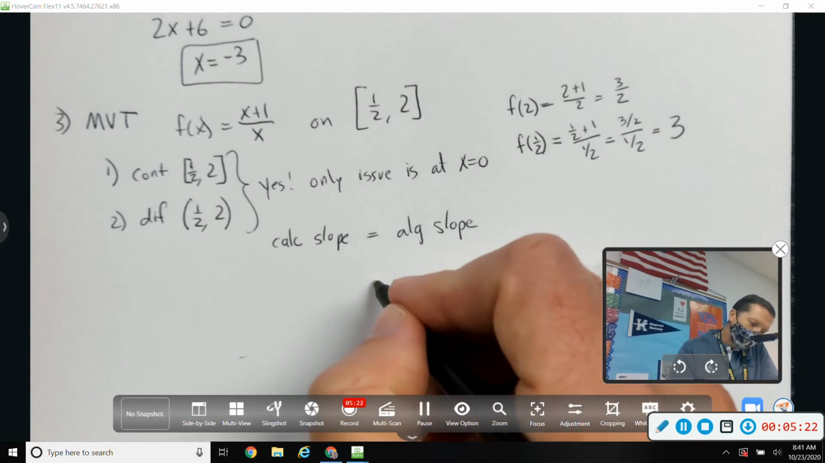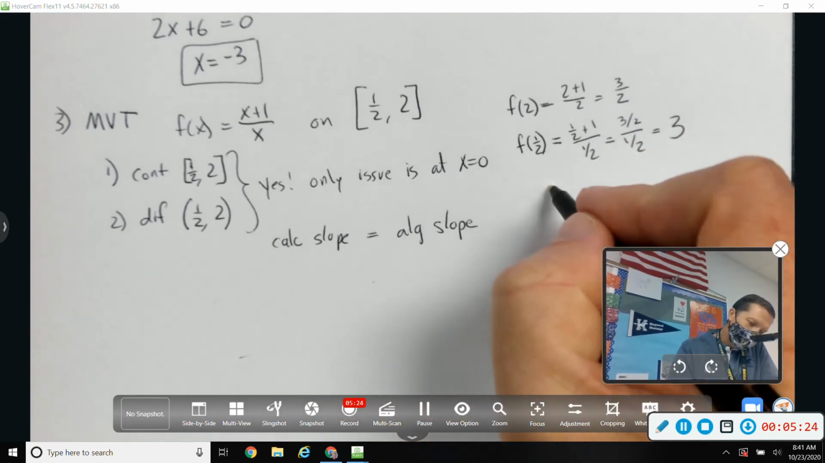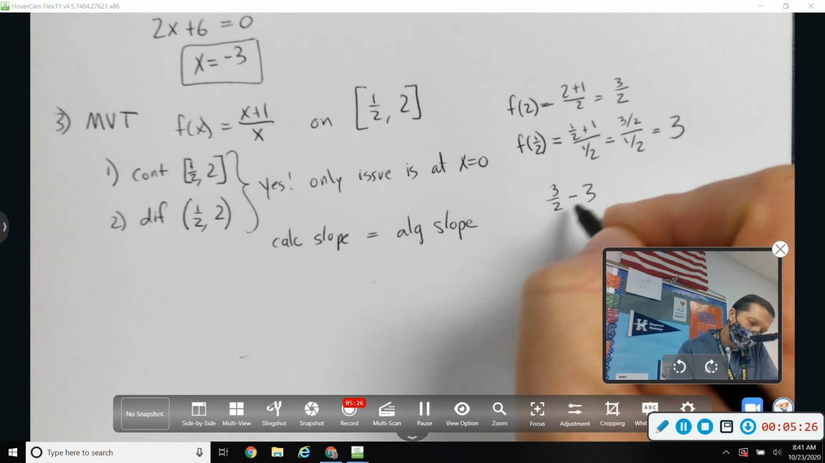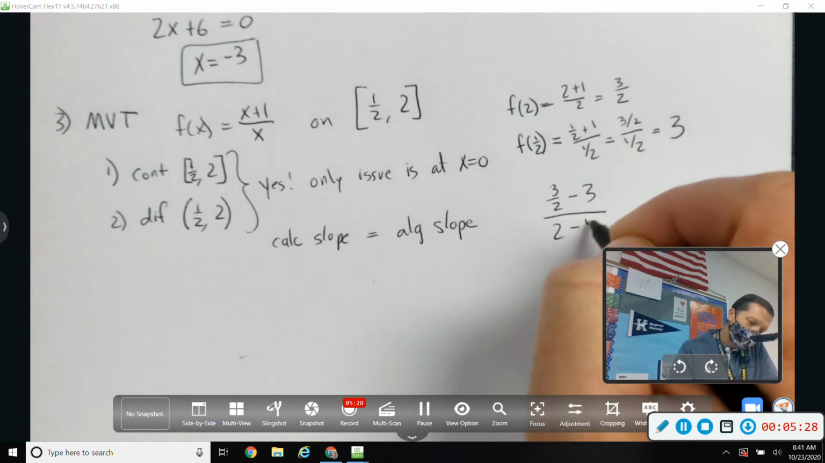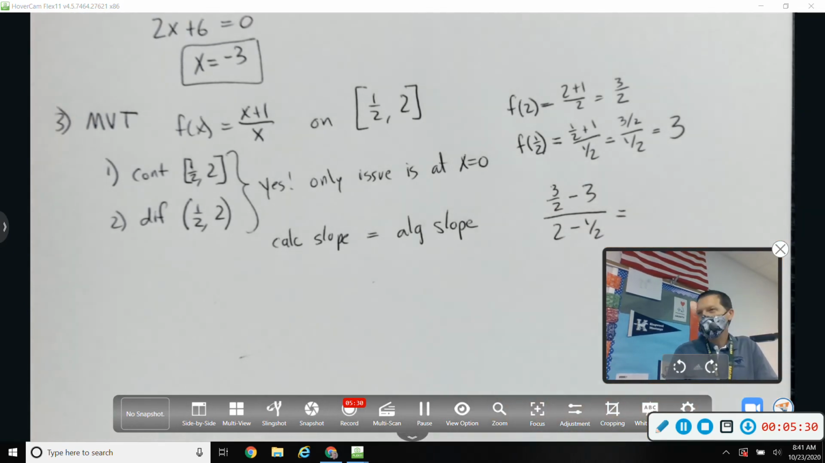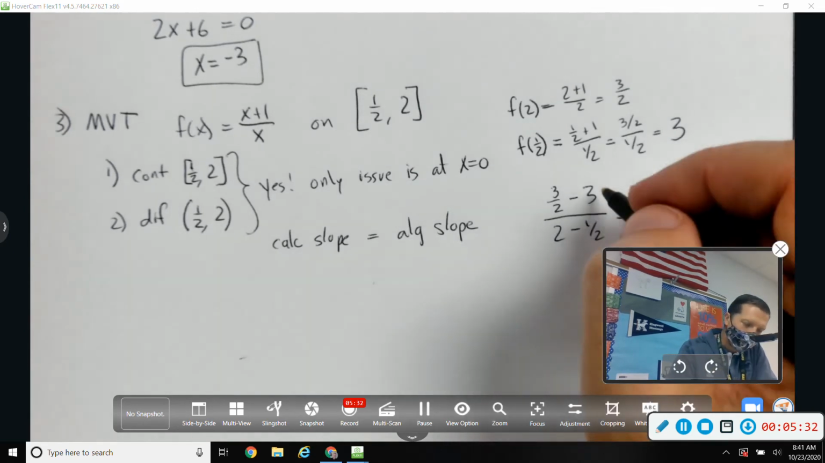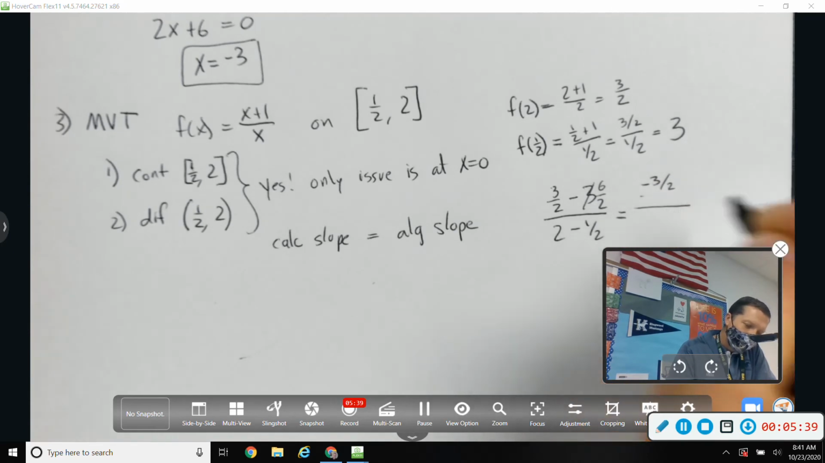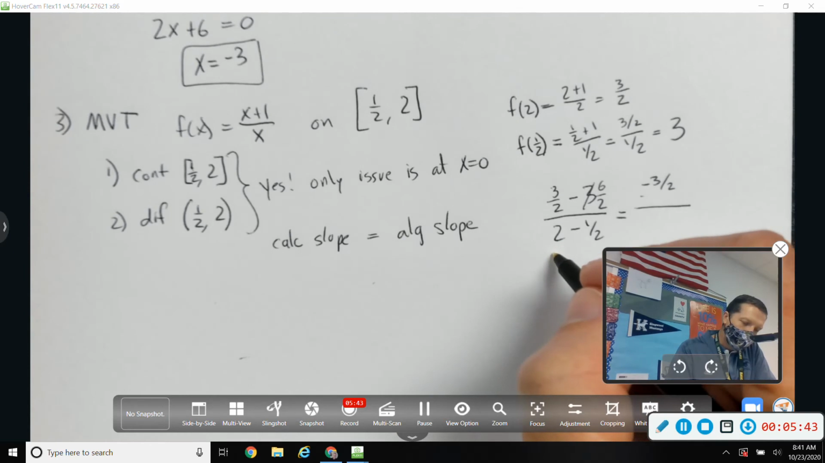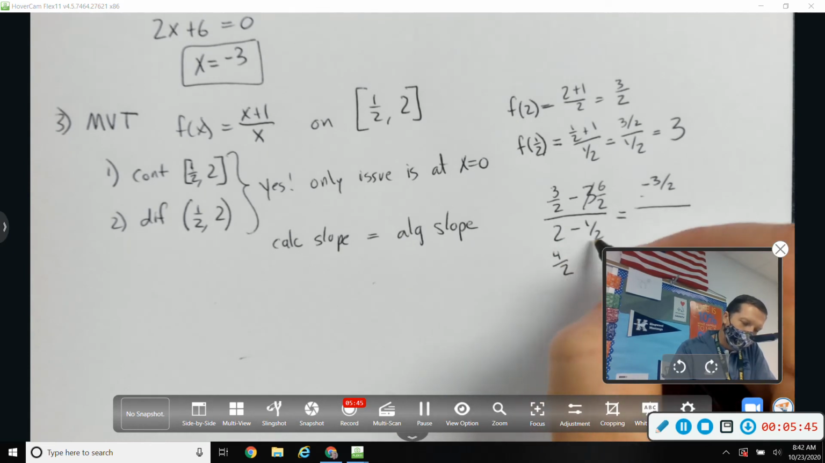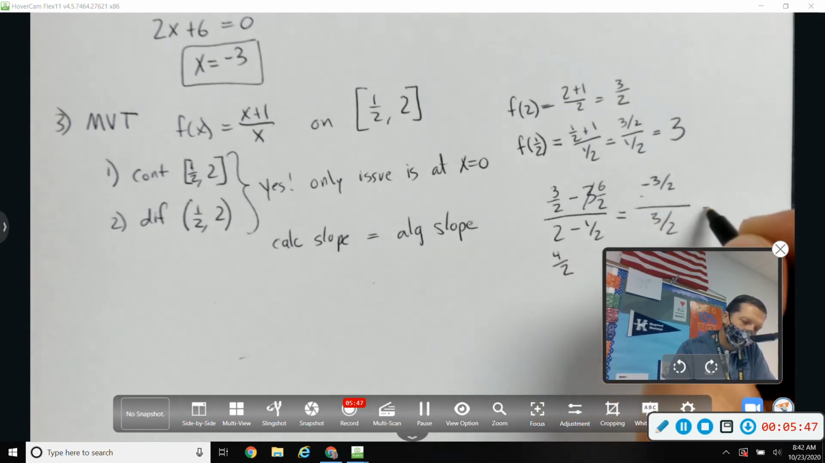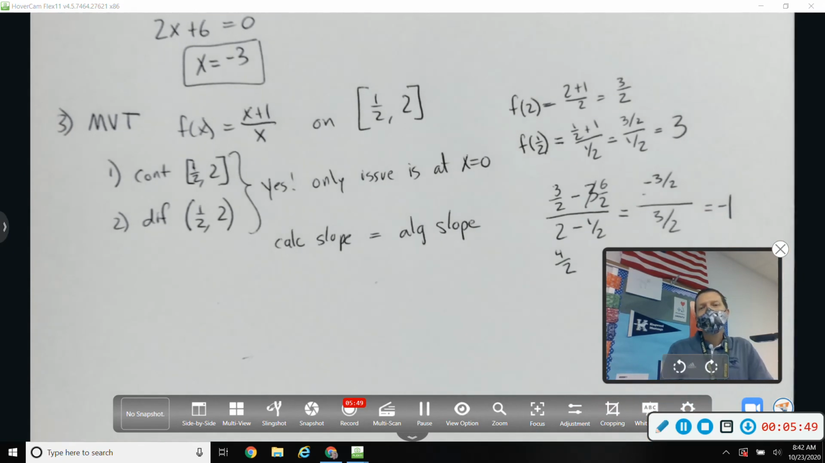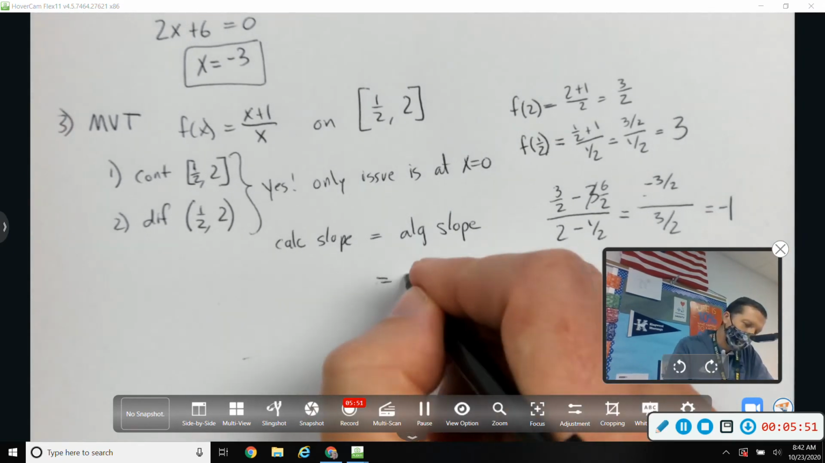So algebra slope is 3/2 minus 3 over 2 minus 1/2. More fraction stuff. We have to be okay with fractions. So that would be negative 3/2 over, let's see, 2 would be 4/2, minus 1/2 would be 3/2. Oh, that worked out. A lot of fractions to get negative 1 for our algebra slope.